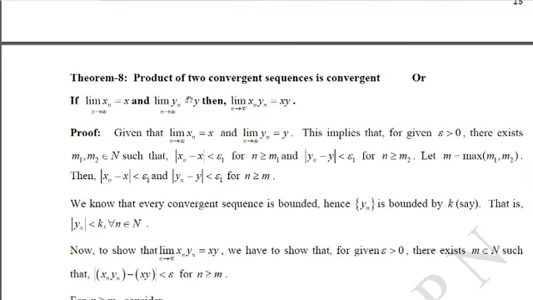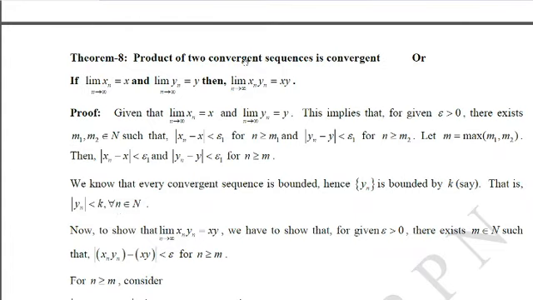But remember, we have a property which says that every convergent sequence is bounded. Since your sequence yn is convergent, it is bounded also. Let me assume this is bounded by some positive number k. That is, mod yn is less than or equal to k. That means your yn lies between minus k and plus k. That is, minus k is less than or equal to yn, which is less than or equal to k, for all n belonging to N.